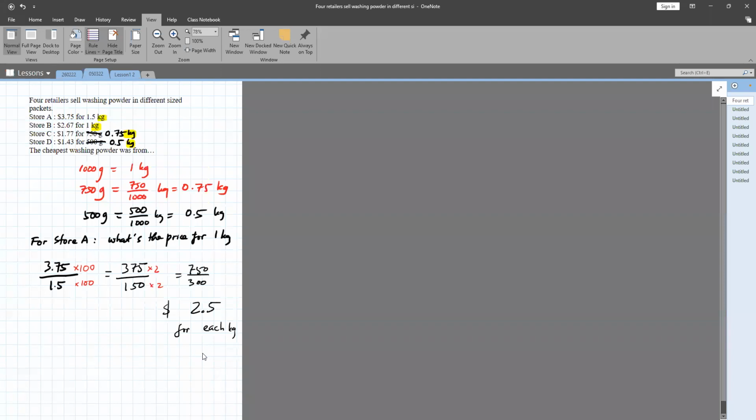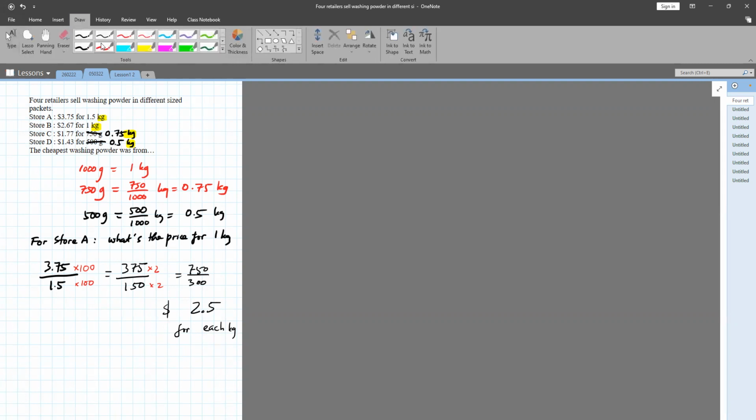Which makes sense because if you have 1.5 kilograms, that means the price is 2.5 plus half of that, which is 1.25. Yes, 3.75. So you have to get the price for each kilogram for all of those stores here. So this is for store A, where the price for each kilogram is 2.5.